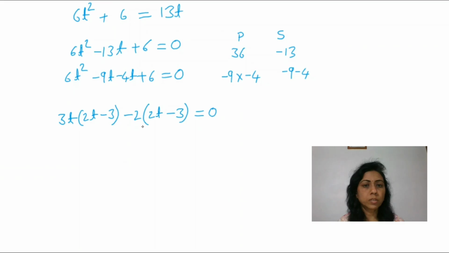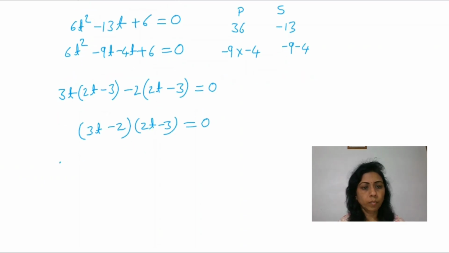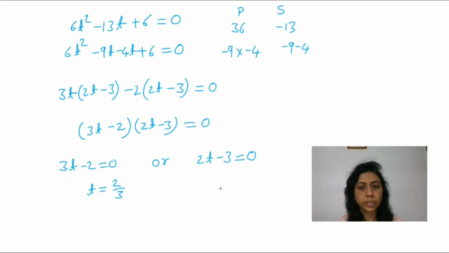Here two terms and the bracket portion is the same, so we can take it common. Here left 3t and here left -2. Now 3t - 2 = 0 or 2t - 3 = 0. So the t value is 2/3 and here the t value is 3/2.